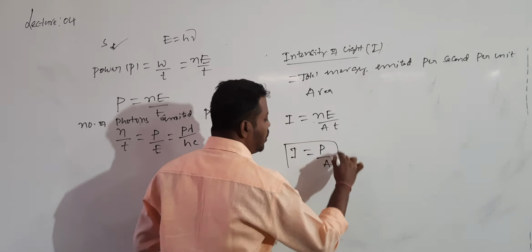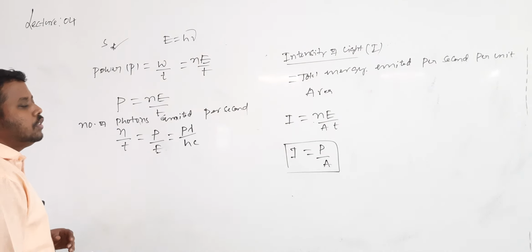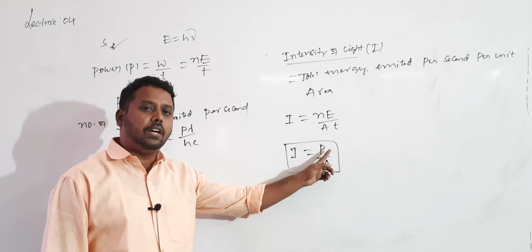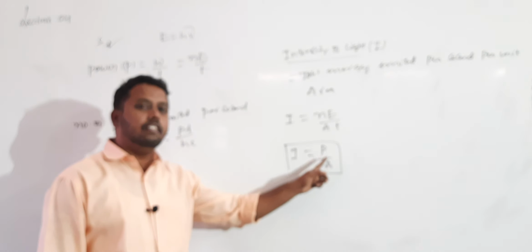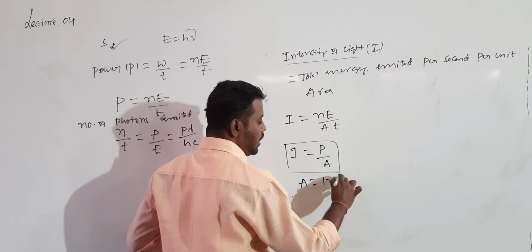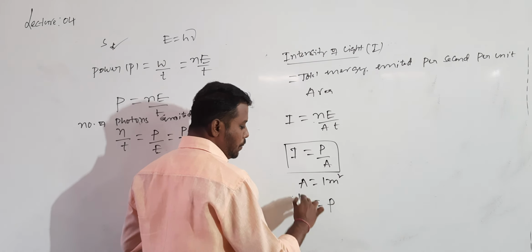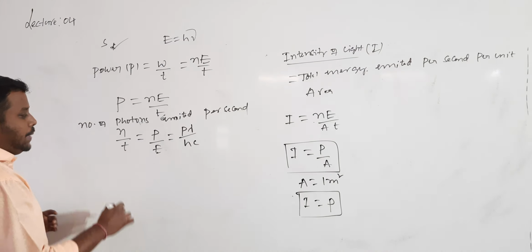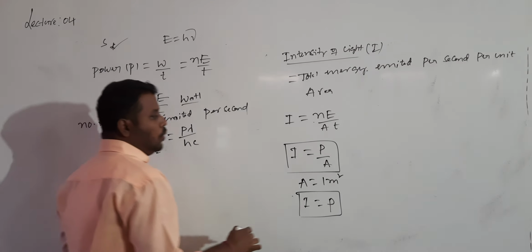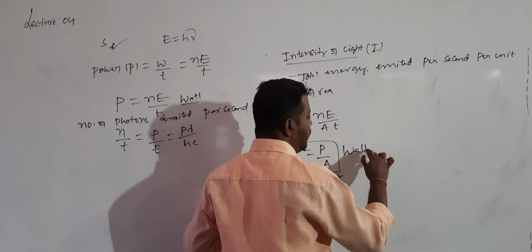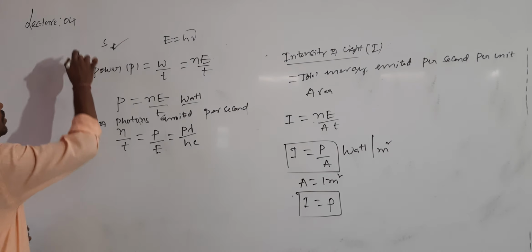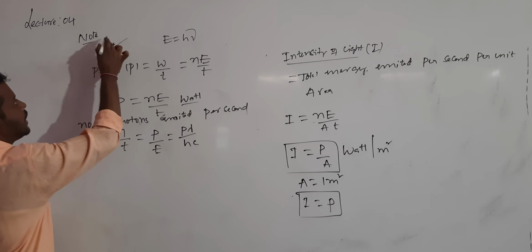So this is the relation between intensity and power. Intensity can also be defined as the power radiated by the source per unit area. The power per one square unit area is called intensity. So whenever the A value is either 1 meter square or 1 centimeter square, the I value will be equal to P. How to identify which is I and which is P? The unit of power is watt, whereas the unit of intensity is watt per meter square. These points you need to know for doing numericals based on the photoelectric effect.